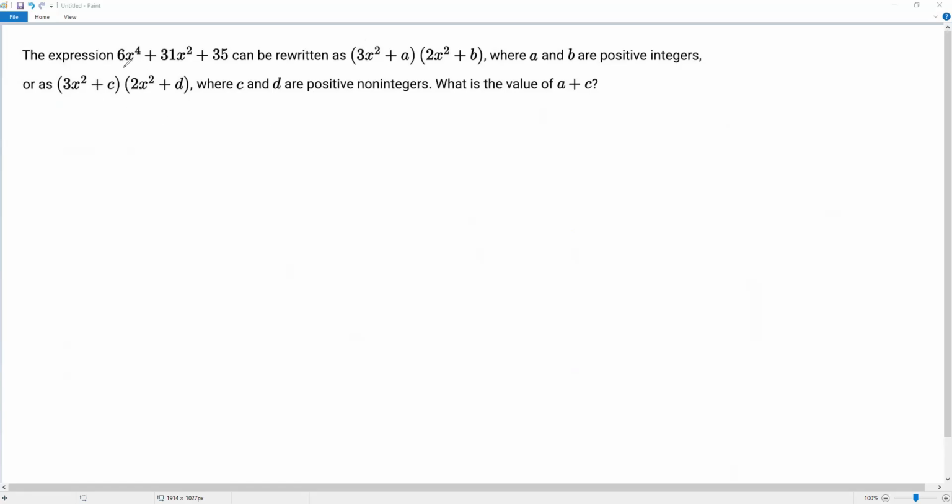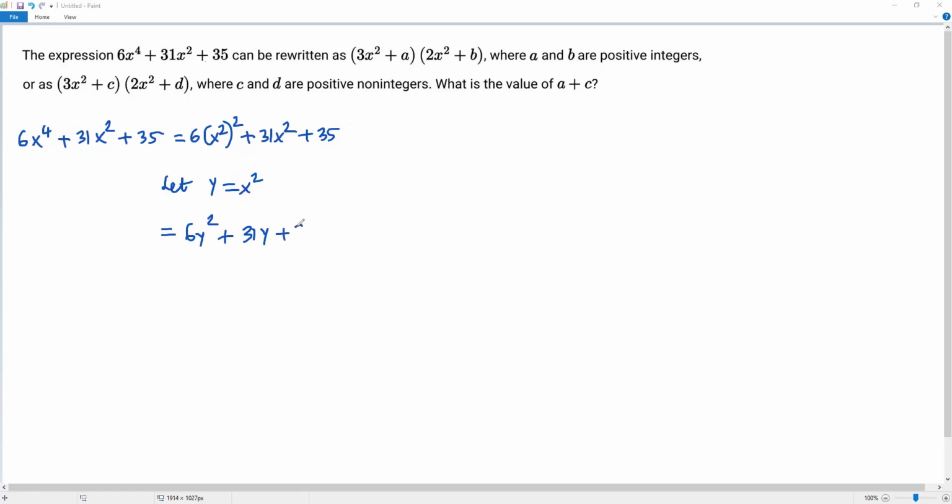Okay, now let's get the factor form of this expression. Let me take that expression as it is: 6 times x to the fourth power plus 31x squared plus 35. 6 times x to the fourth power can be written as 6 times (x squared) the whole squared, plus 31x squared plus 35. Now I am going to assign a new variable for x squared: let y equal x squared. Now we can plug in y for x squared over here and here. Then this expression becomes 6y squared plus 31y plus 35.